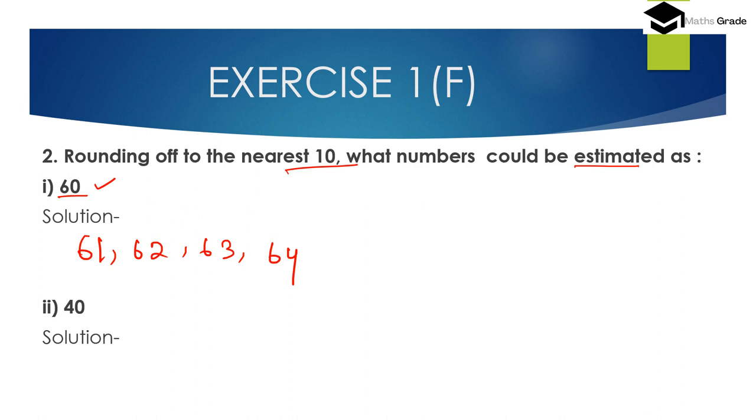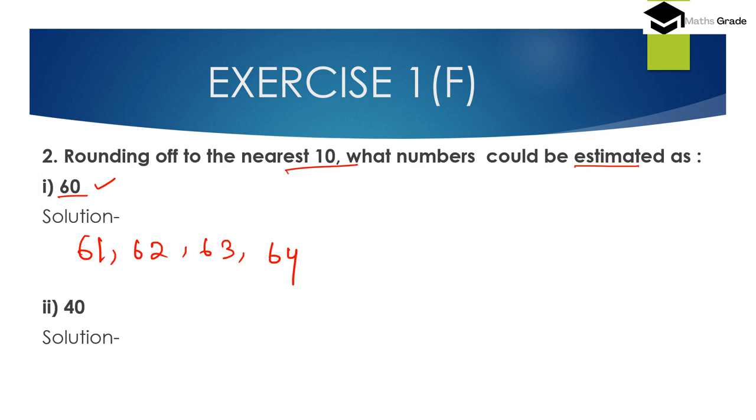63, 64. Now 61 rounded to the nearest 10: the unit digit is less than 5, so 61 rounded to the nearest 10 is 60. 62 rounded to the nearest 10 is 60. And 63, here 3 is also less than 5, so 63 rounded to the nearest 10 is 60. 64 rounded to the nearest 10 is 60.